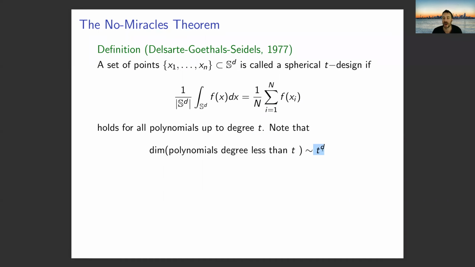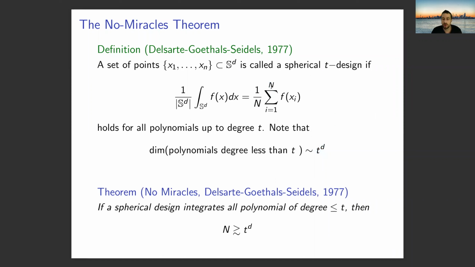Okay, so the question is, what's the relationship between the dimension of the vector space and the number of points? And what they prove is what I call a No-Miracles Theorem. So the thing that we saw for dodecahedra, or maybe icosahedra as well, can't really happen when there's a lot of points.